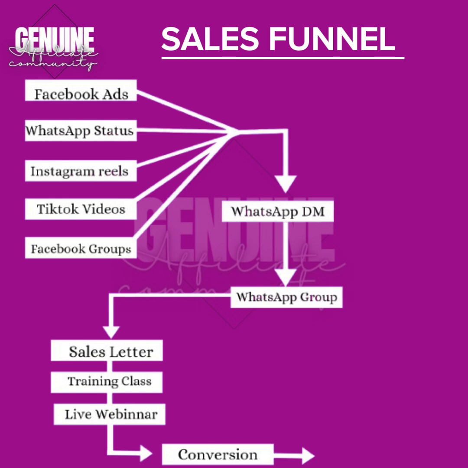As you can see, the arrow is pointing this way. After generating traffic from Facebook, WhatsApp, all this traffic comes to your WhatsApp DM. Then once they come to your WhatsApp DM, ensure you move them to your WhatsApp group. Then after your WhatsApp group, you give them access to a sales letter. Sales letter refers to the PDF file that explains everything about affiliate marketing. After you give them that sales letter, you then move them to conversion.